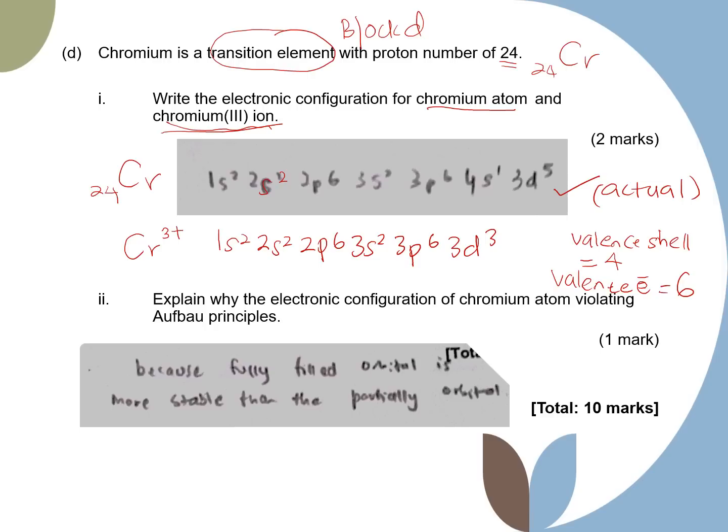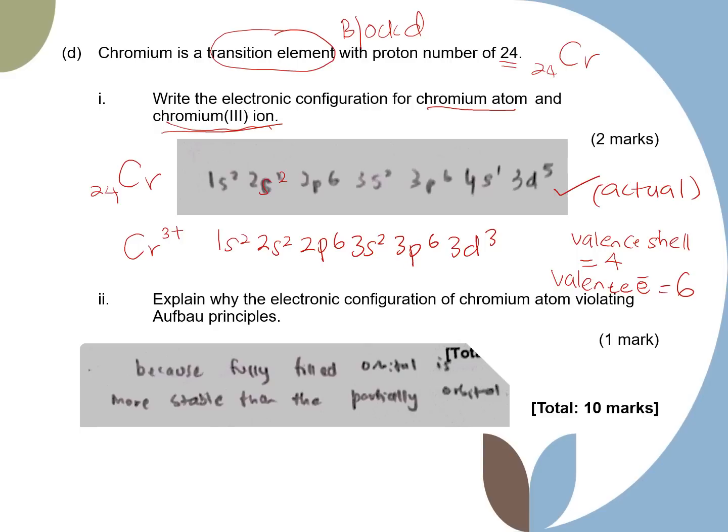If you want to write it as Cr3+. Actually, chromium also has the oxidation state Cr+, if I'm not mistaken. So you remove 1 electron from 4s, so it is left as 3p6, 3d5. That is also acceptable as the answer. So this is the answer for the chromium ion.